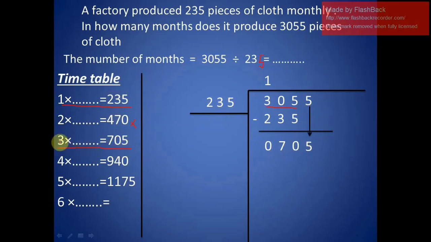705, 3, write it up. 705, write it under the dividend and then subtract. We have finished the division.